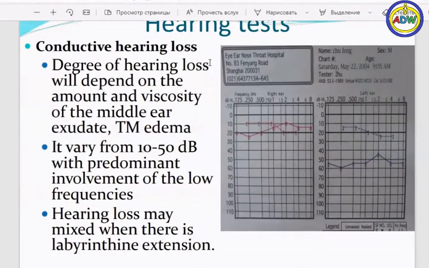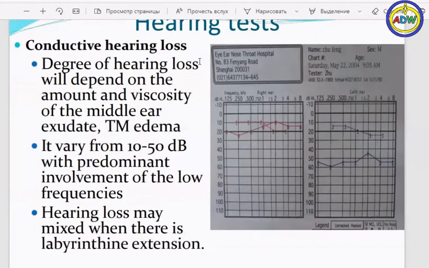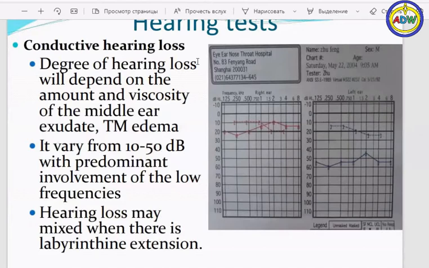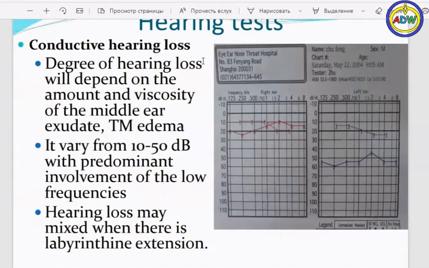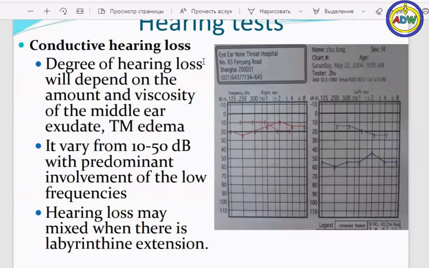The Schwabach test is the same, but we do not close the auditory meatus. We compare in the same way. With sensorineural hearing loss, it will be reduced. In conductive hearing loss, it will be prolonged.